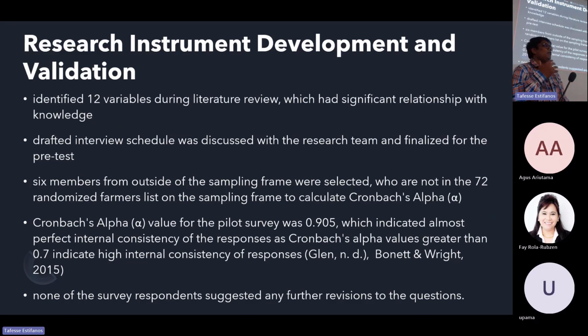It means my research instrument has high internal consistency. The 24 questions that I developed on the 4 knowledge levels, I didn't find anything like that before, so I had to develop it and validate it in my own context. And during the pilot survey, I also asked my respondents if they had any other suggestions to edit the questionnaire. They said no, they're fine with that.